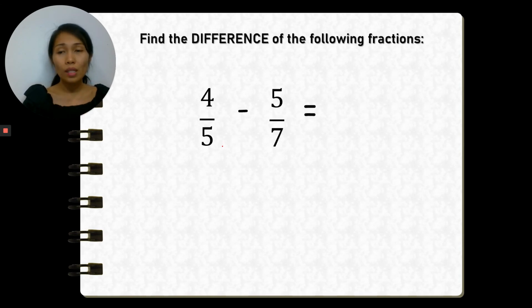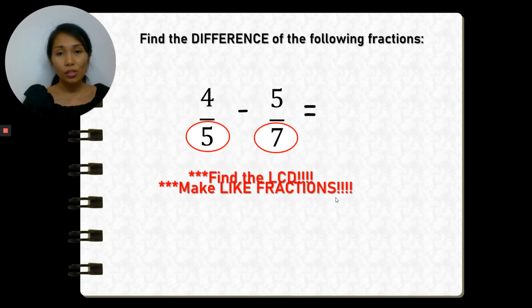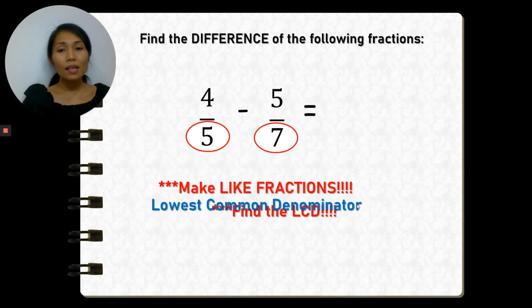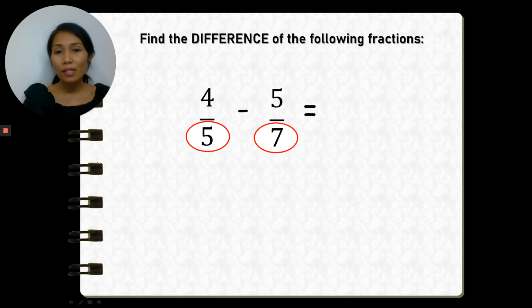Just like what we did with our addition, we do the same in finding the difference with unlike fractions. 5 and 7 are not the same, so we need to make like fractions. Find the LCD, the lowest common denominator. Let's try the first method, finding the LCD. Let's find the LCD of 5 and 7.